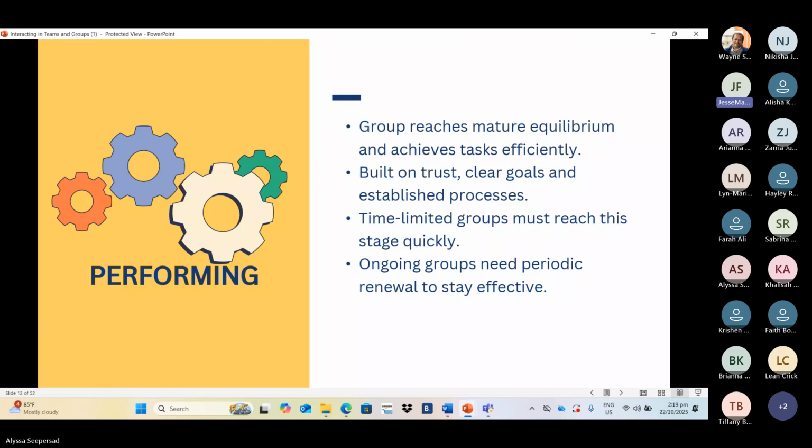Ongoing groups would need periodic renewal to stay effective, so these groups would have a constant cycle of revisiting each stage. When new members join, they would revisit the forming stage. When new issues arise, they revisit the storming stage. Or when new processes are necessary, they will go back to the norming stage.